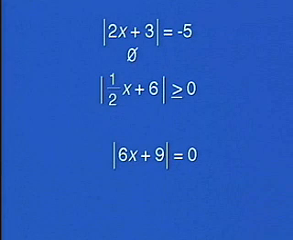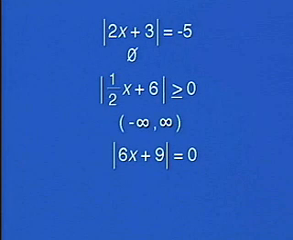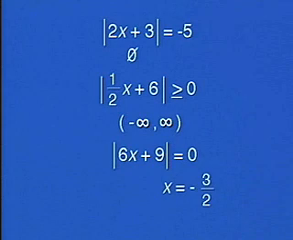In the second case, regardless of what x is, the absolute value is always greater than or equal to 0. So our solution set is the set of all numbers from negative infinity to infinity. In the third case, we have an absolute value equation, but we have 0 on one side, so we have just the one solution, x equals negative 3/2.